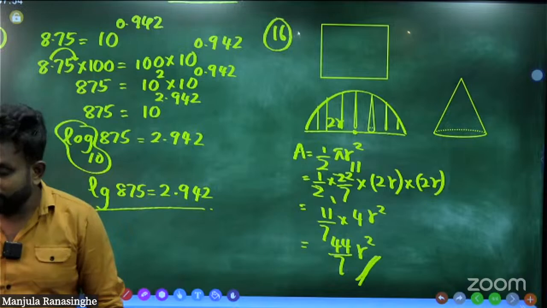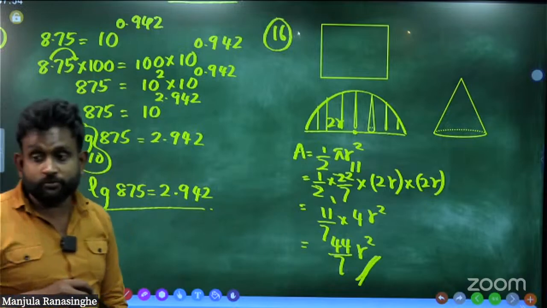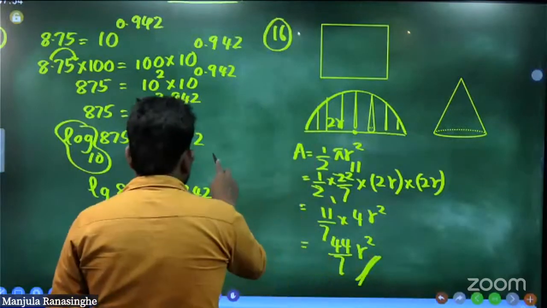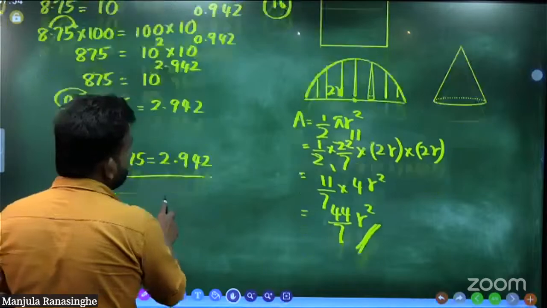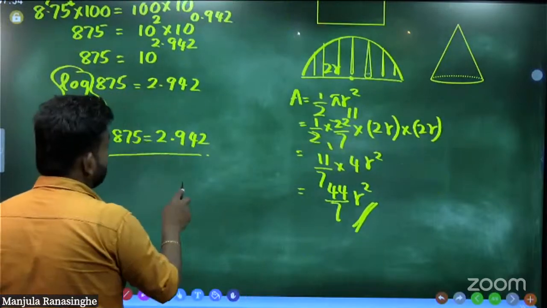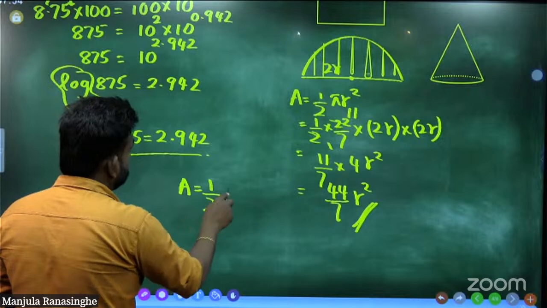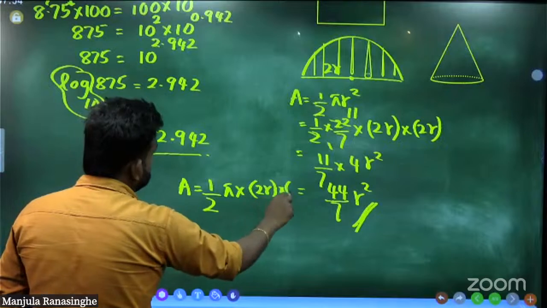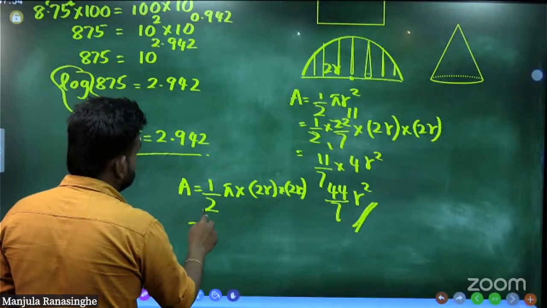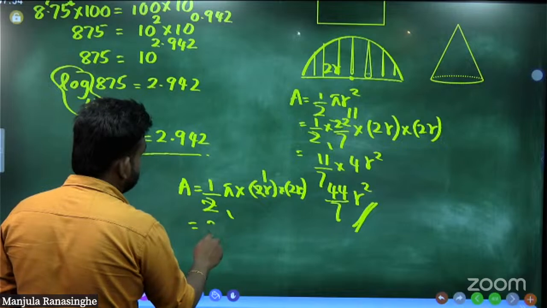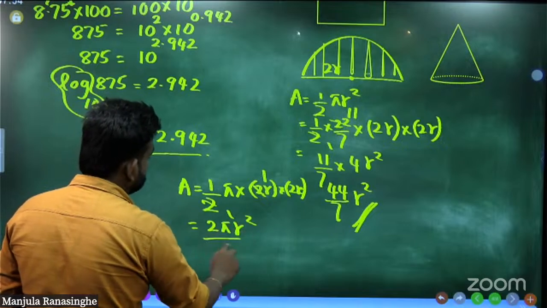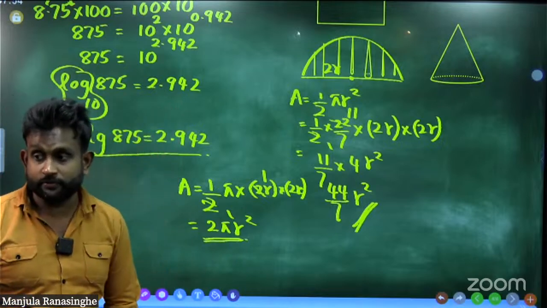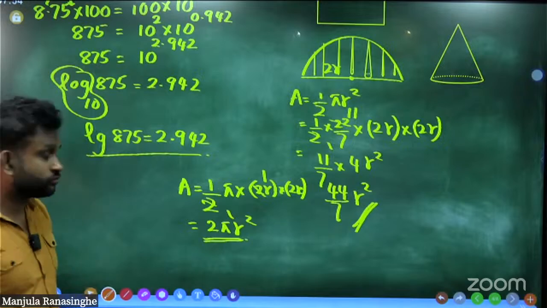But they are asking in terms of pi and r, so no need to simplify with 22 over 7. Just keep pi as it is. Half into pi into r squared, where r is 2r, that means 2r into 2r. Then the 2 cancels, and 2 pi r squared is the answer for the cone surface area. So this is the answer. Hands up those who got this answer.